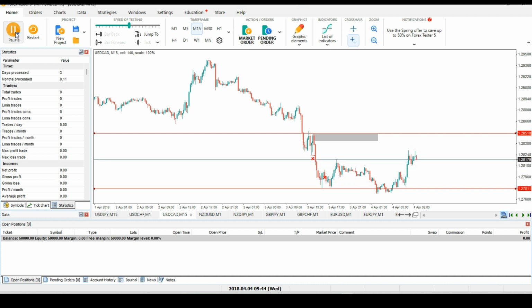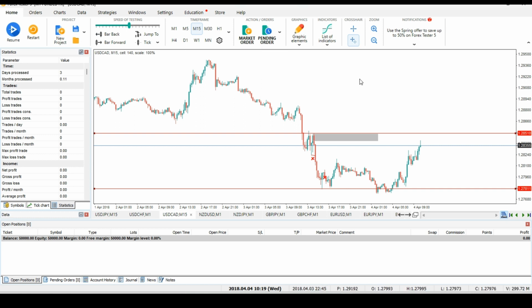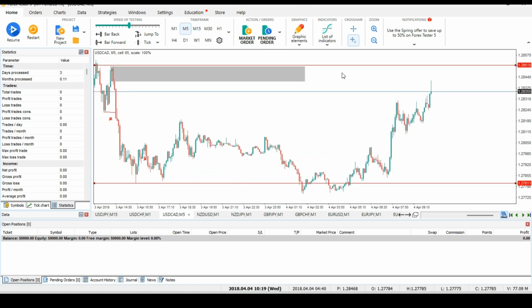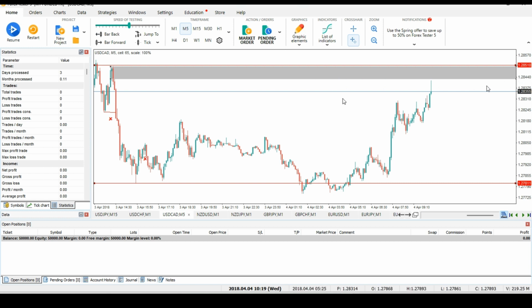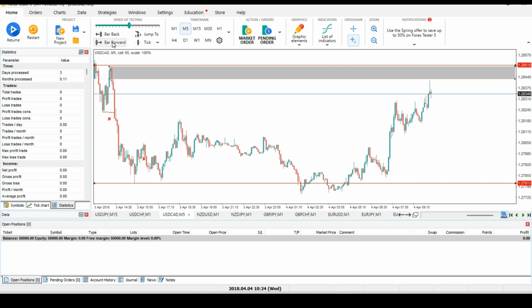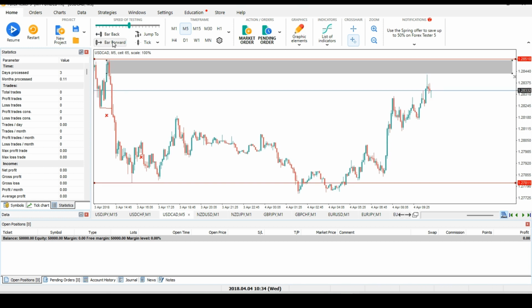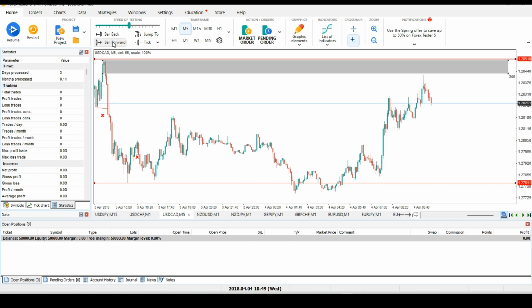We just wait and see how the market is coming. You can see that the market is now rushing towards my level. So what we're going to do is extend this to the right side and wait until the market comes to my zone. So from here, we're just going to use this bar forward so that we see how the market is going to react.